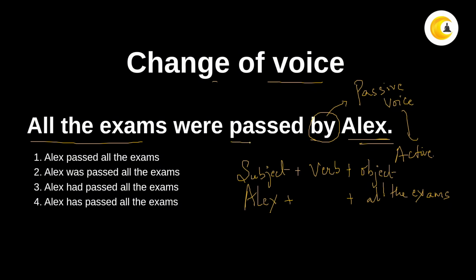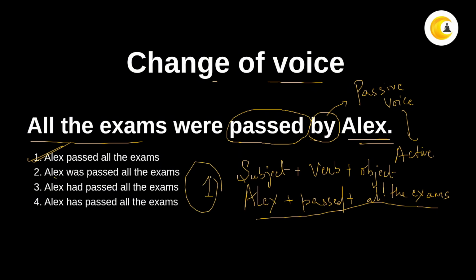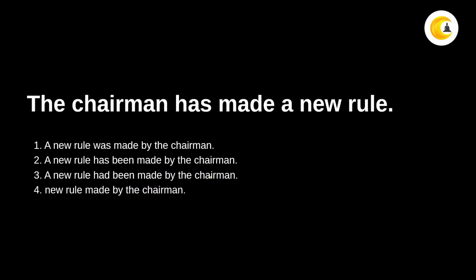Now, the verb that we have in the statement is past. Just put it in there. And there you go. That is your statement. Alex passed all the exams. You don't even have to look into the answer options for this. So I guess it's in option number one. Yep. Your answer is right here. Alex passed all the exams. So we have successfully converted passive to active voice. Next one. This is also change of voice. So think about it.